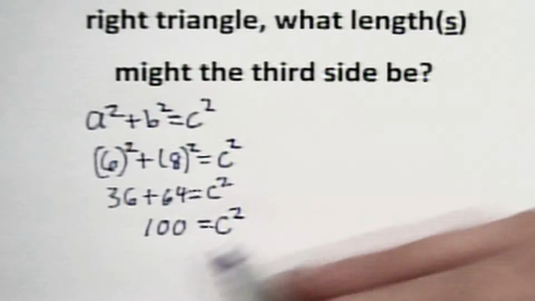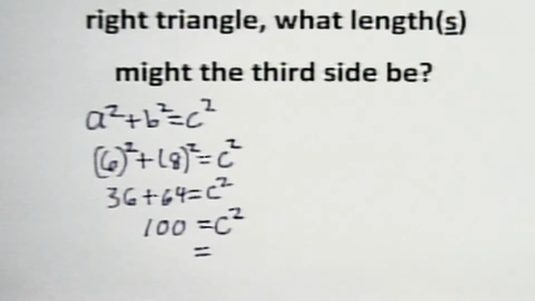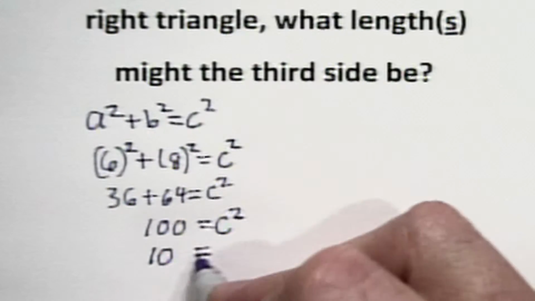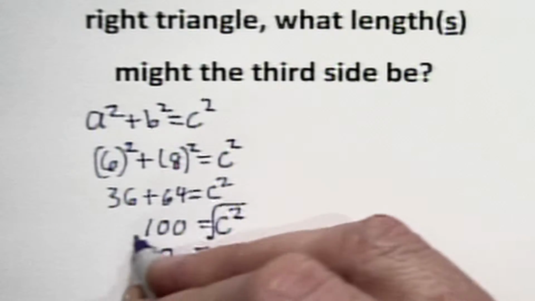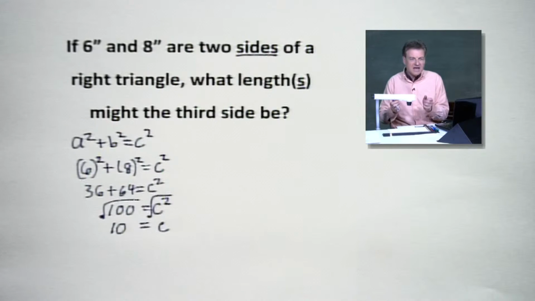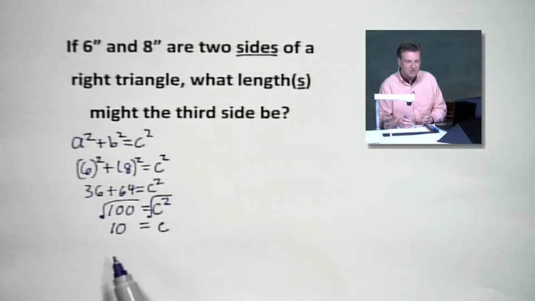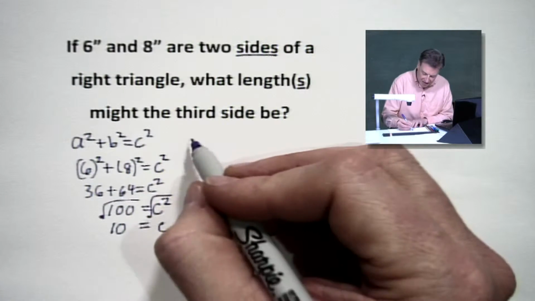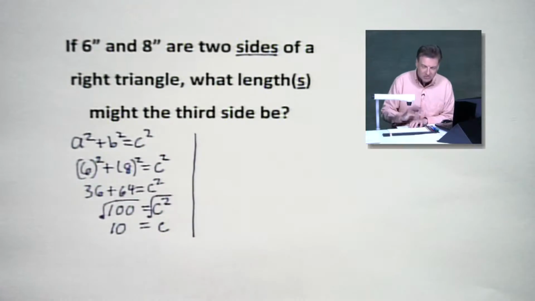Equals c squared. Take a root of that. That's going to give us 10. That's our square root. We would do it to both sides. There we go. So 6 and 8, and that makes the hypotenuse 10. All right, there we go with the hypotenuse. Now, I said lengths. Remember, there's two options.